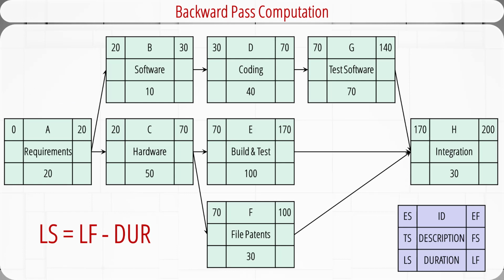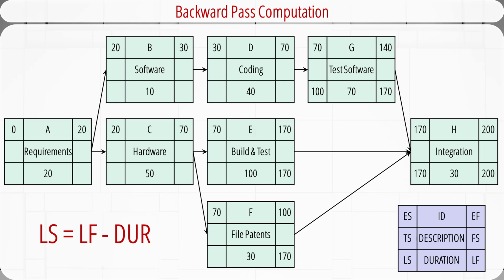Again, let's explain the backward pass process using this example. We already know from forward pass that the early finish time EF of activity H is 200. We start by setting late finish LF of activity H to 200. So late start equals late finish LF minus the duration, that is 200 minus 30. The result is 170. None of its predecessors is a burst activity. So we carry the late start 170 to activities G, E, and F as the late finish.